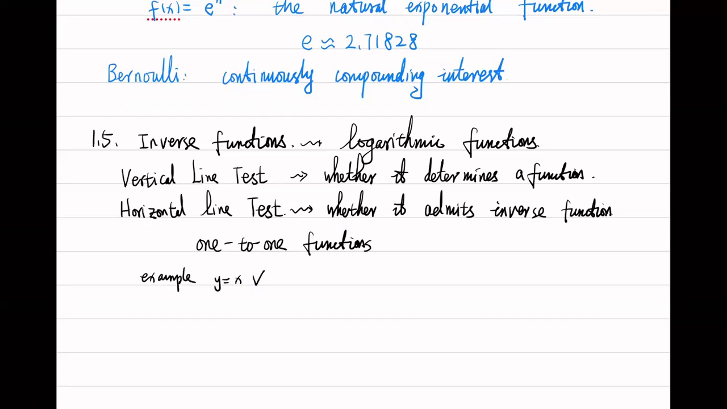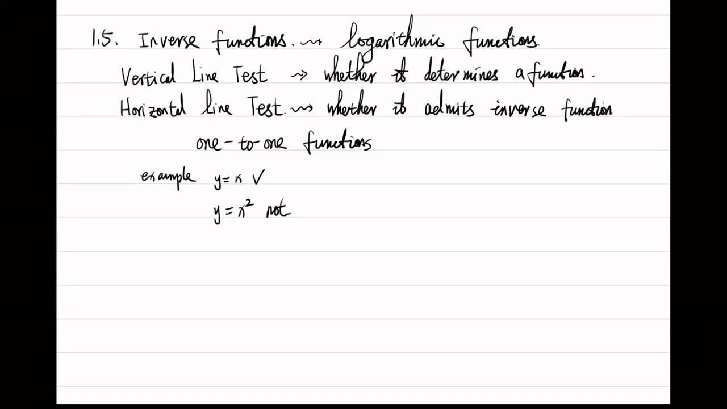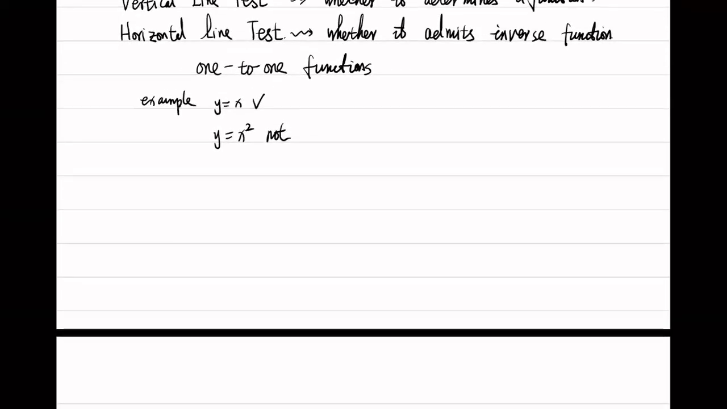Sakina, an example that is not one-to-one. Simple ones. x squared is not. Okay, so if it's one-to-one, we define the inverse function.